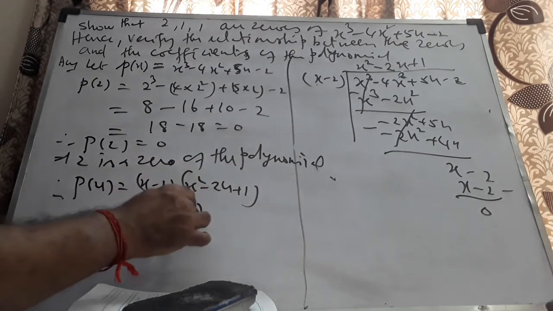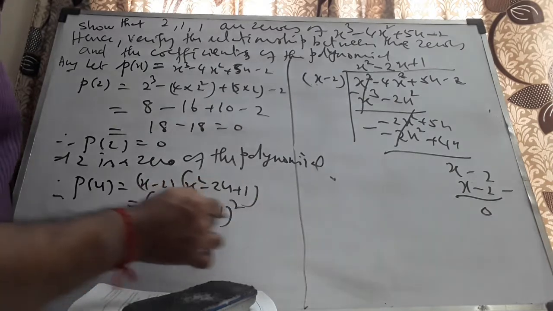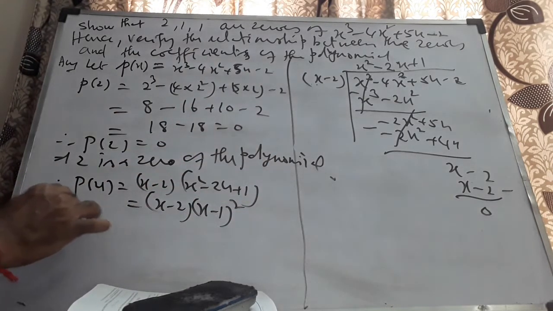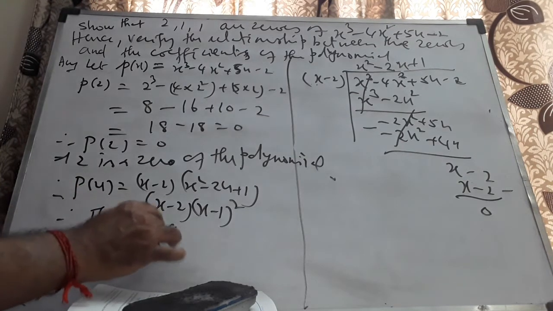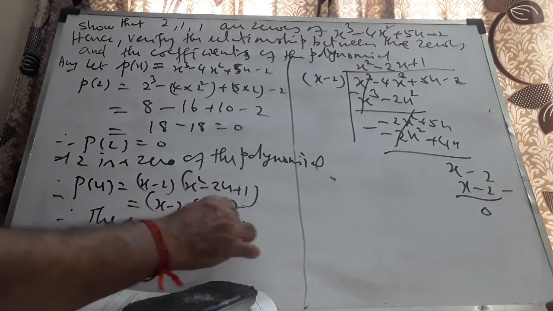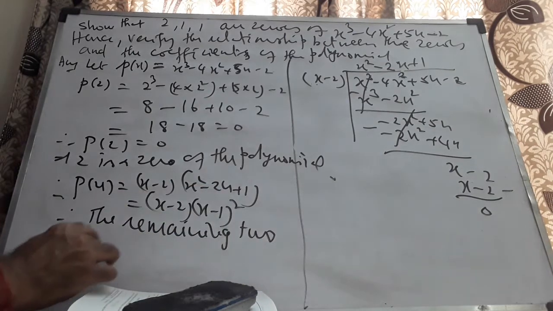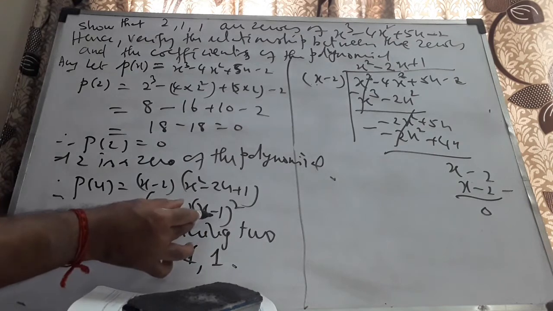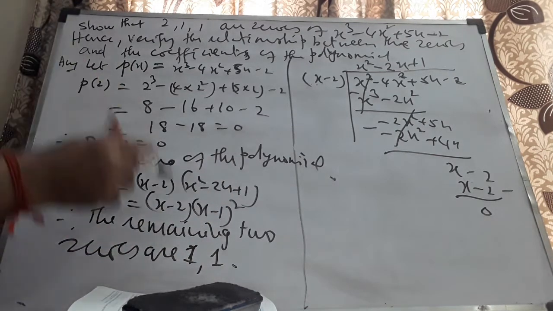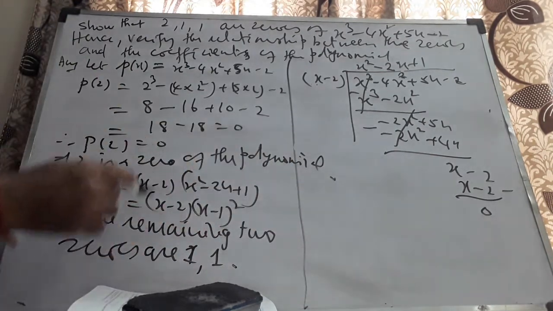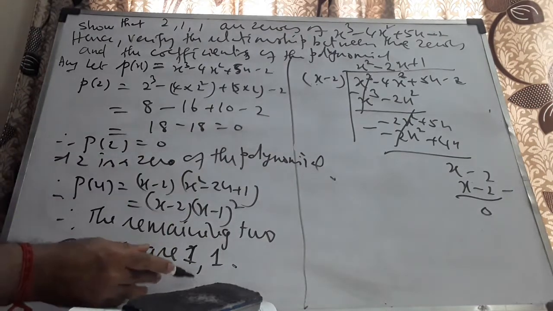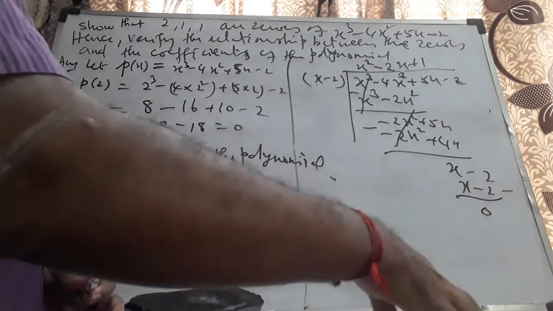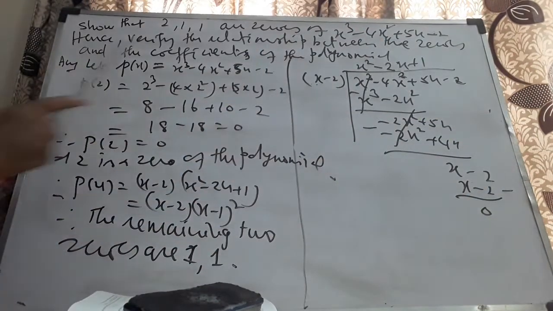This is where you come across the reason that you are getting a repeated 0 for the remaining two cases. Therefore, the remaining two zeros are 1 comma 1. Equate x minus 1 whole square equal to 0, and I will get x minus 1 equal to 0 twice, so x equal to 1, x equal to 1. Therefore, I have 3 zeros. Let me repeat this process once again because I am going to use this part again.